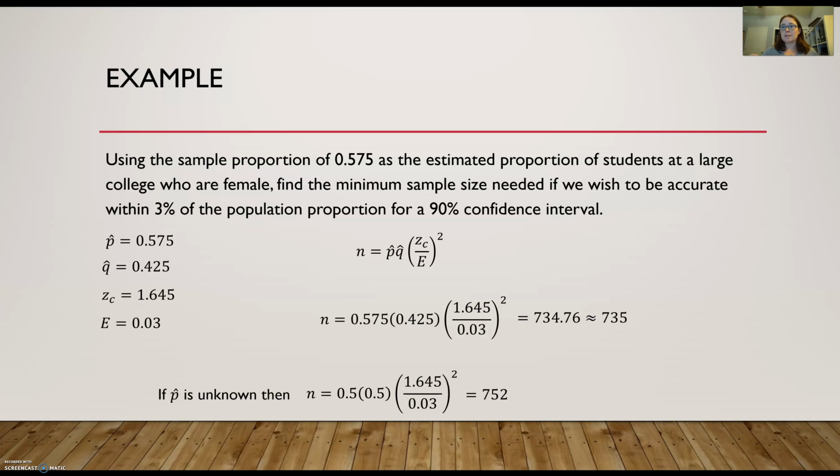So having a sample proportion to estimate things does help to make our sample size smaller, which is always a plus because that's fewer people that we have to ask. But if you don't have that, we go with the highest possible option. And that is how you come up with the minimum sample size.